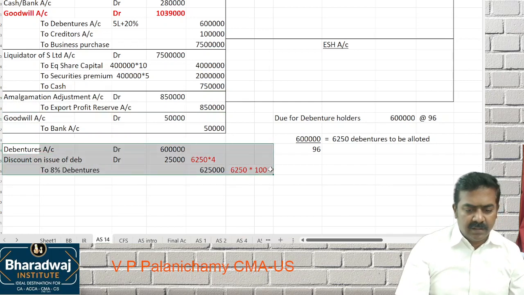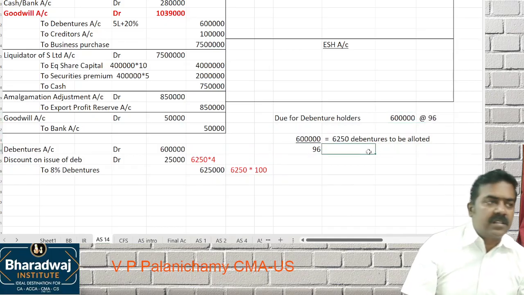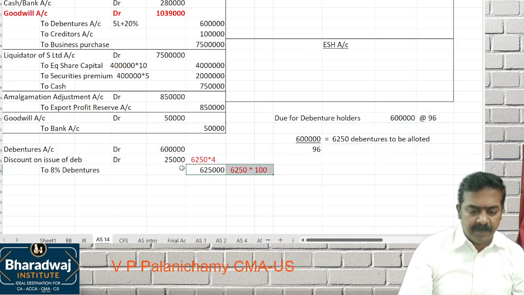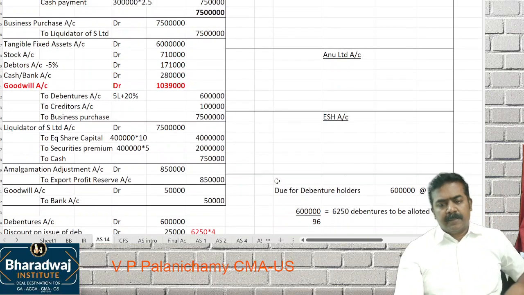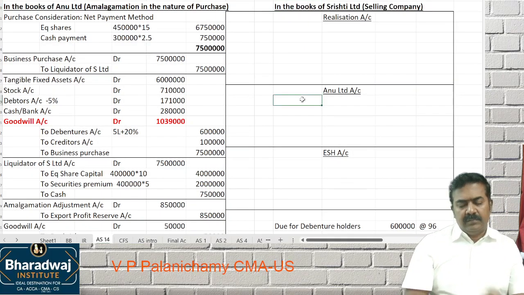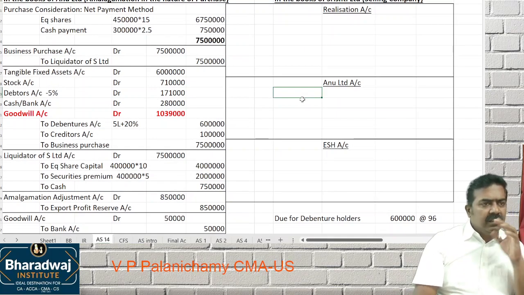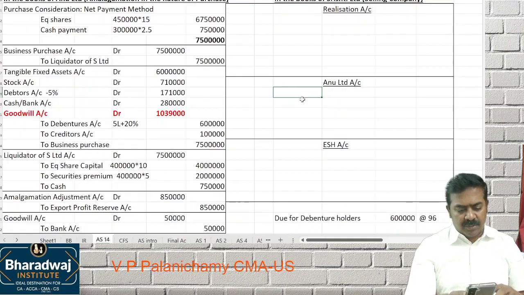Then we are issuing debentures. We have to pay 6 lakhs, but he allotted at 96, which means we have to give 6,250 debentures at 100. The balance is discount on issue of debentures. As I told you, I will come to the selling company later. The books of selling company, we'll come to that after solving one or two more questions like that.